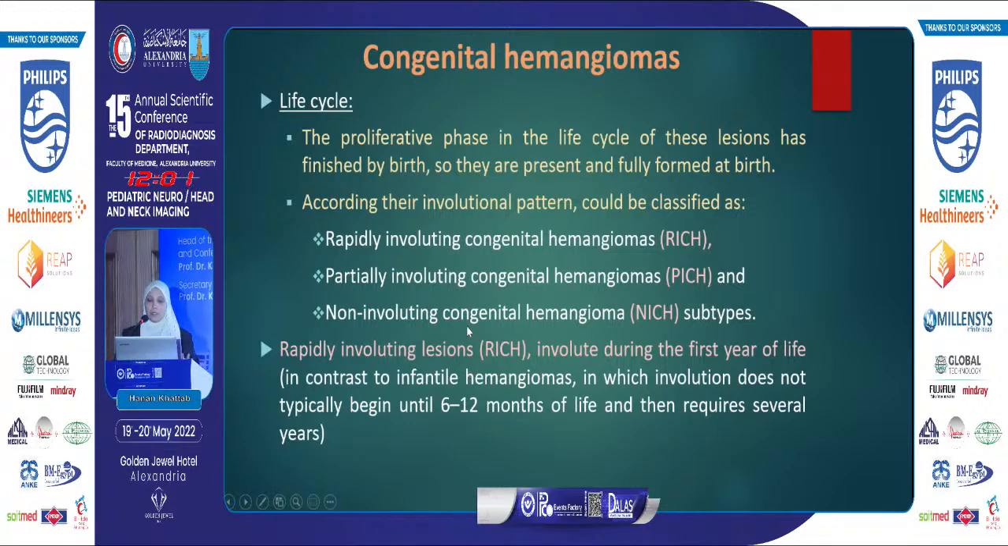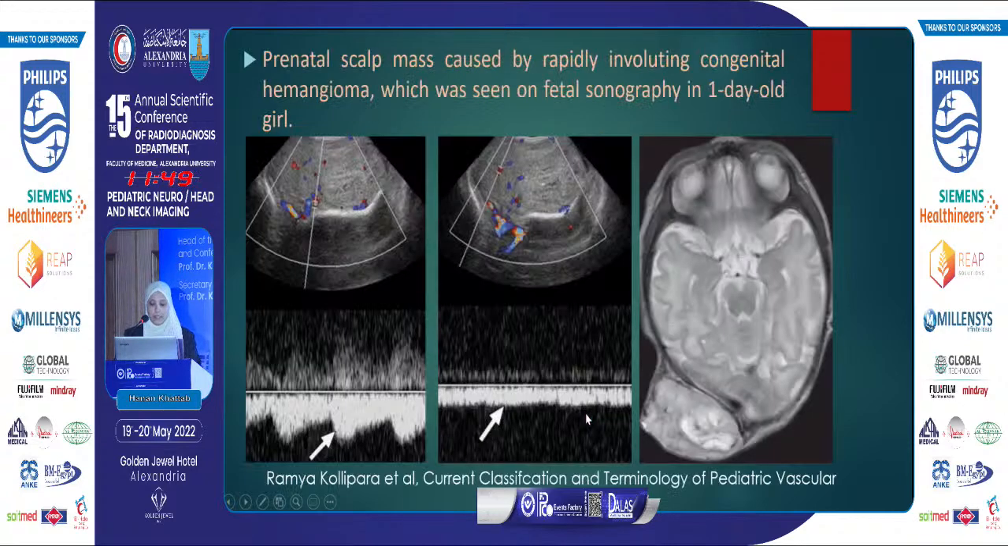Rapidly involuting congenital hemangiomas involute during the first year of life, in contrast to infantile hemangiomas, whose involution doesn't typically begin until 6 to 12 months and requires several years. This is an example of a congenital hemangioma.